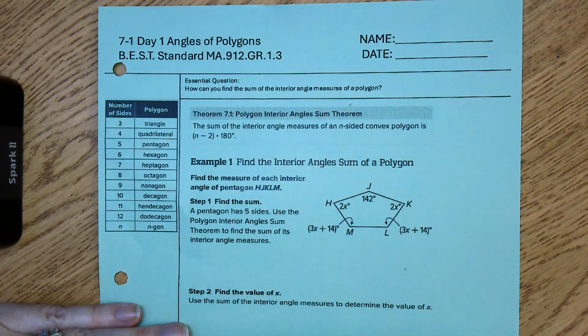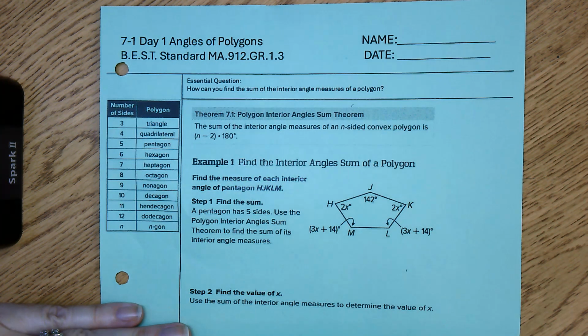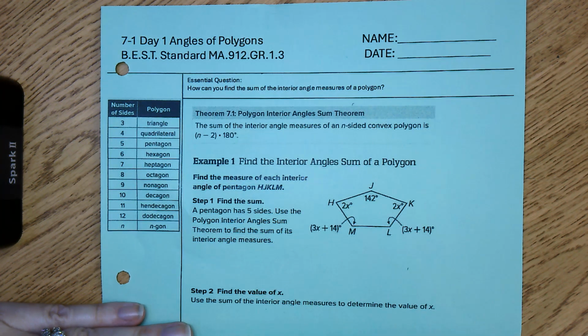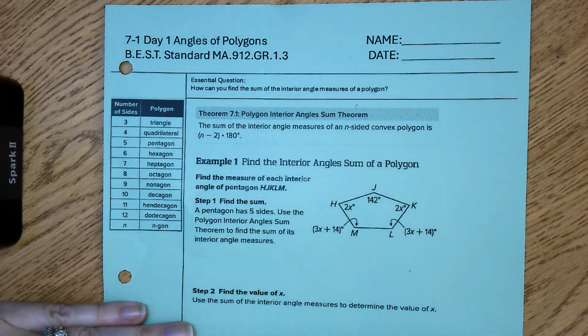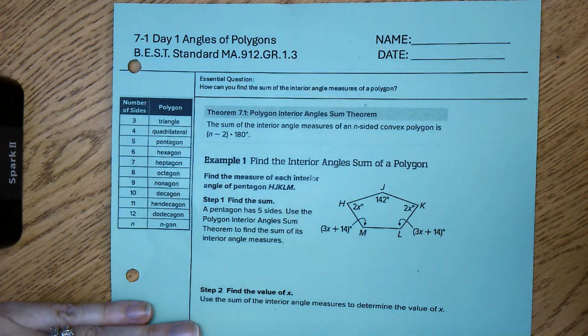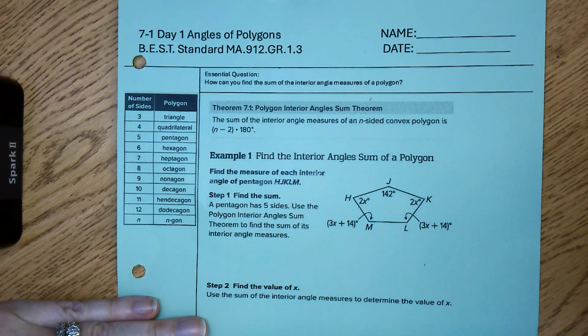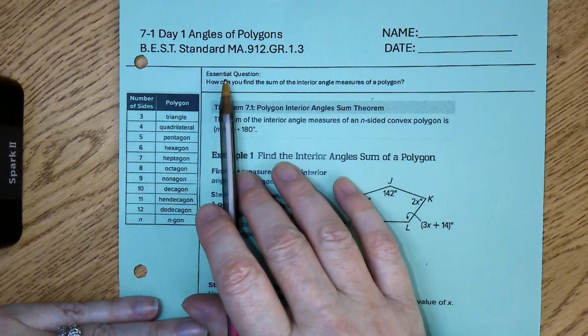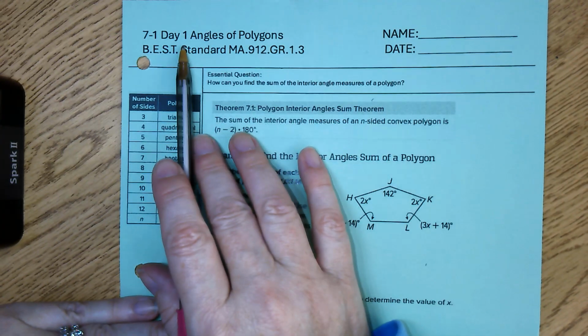All right, we are starting Module 7. This is our unit on polygons. Now, polygons are related to triangles, which is why we do this unit here. But first, before we get into it, I want to touch on something that's going to be a little different this semester. Starting this semester, your essential question is going to change per section.